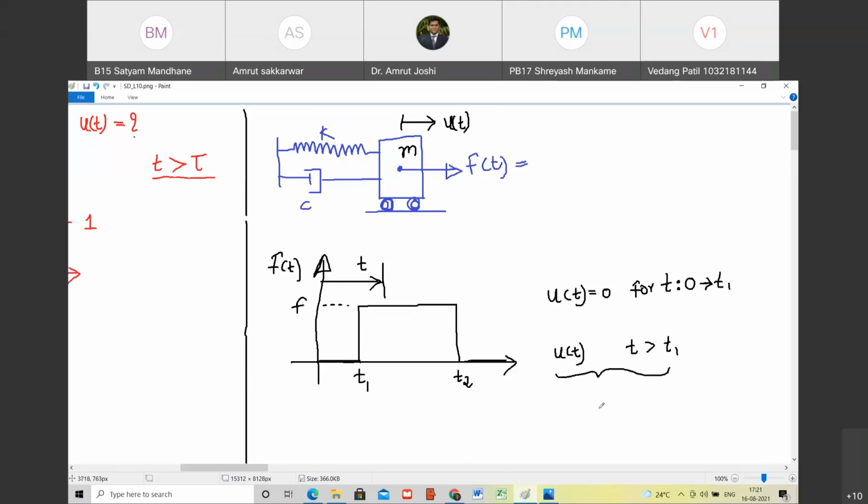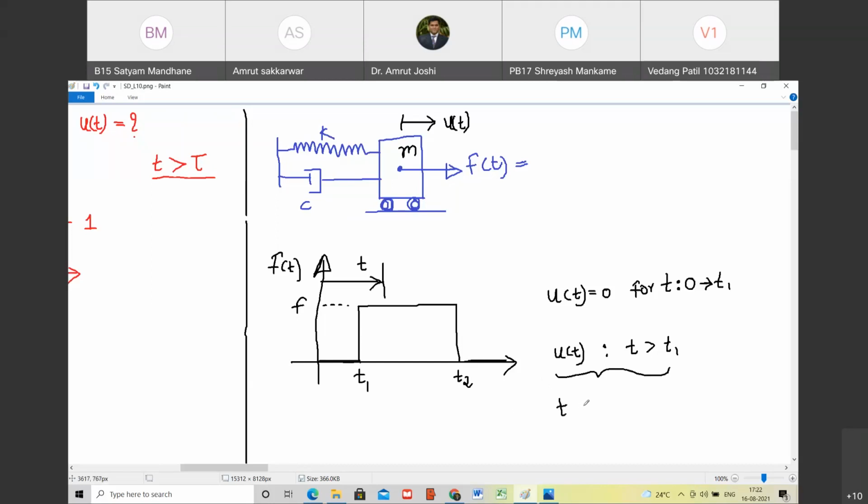So between t1 and t2. No, not necessarily. I'm also interested in finding out the response of the system at times slightly larger than t2. Are you with me? Okay. So I'm interested in finding out response of the system u of t at time t greater than t1. Happy? Yes. So for t greater than t1, this interval we will divide into two parts. Why will we do that? We will see it, but there are two parts.